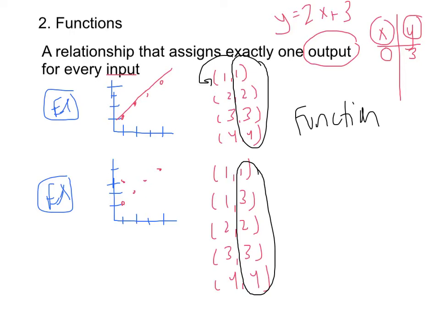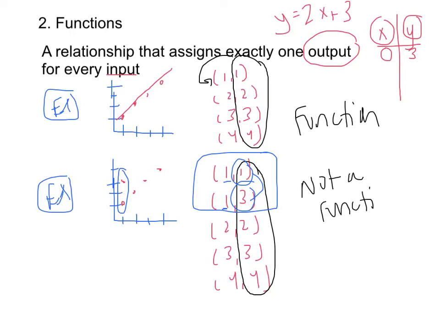Here, if I look, I can locate the problem, which are those two ordered pairs, (1, 1) and (1, 3). I don't have exactly one output for every input. For the input of 1, I see that I have both 1 and 3. That is impossible. I can't have something that's going to equal 1 and 3 at the same time. So right here on the graph would be the problem. We can then conclude that this is not a function.